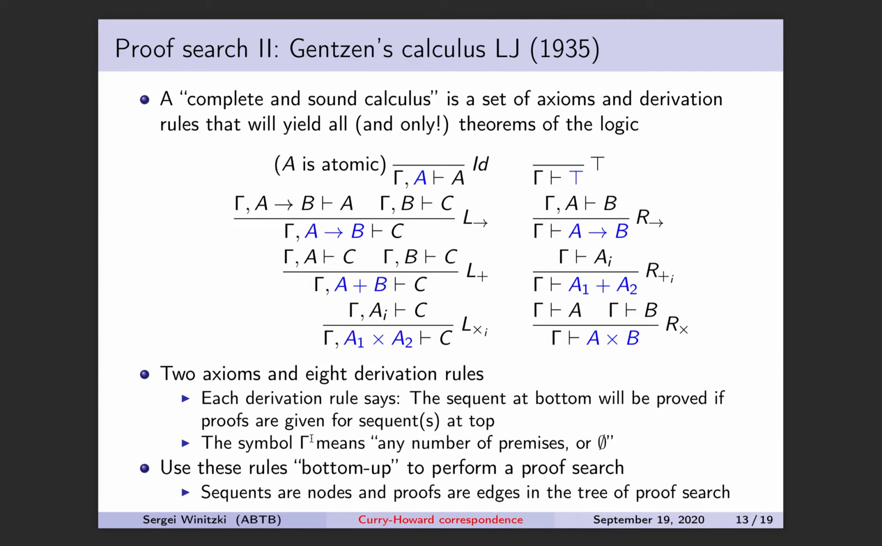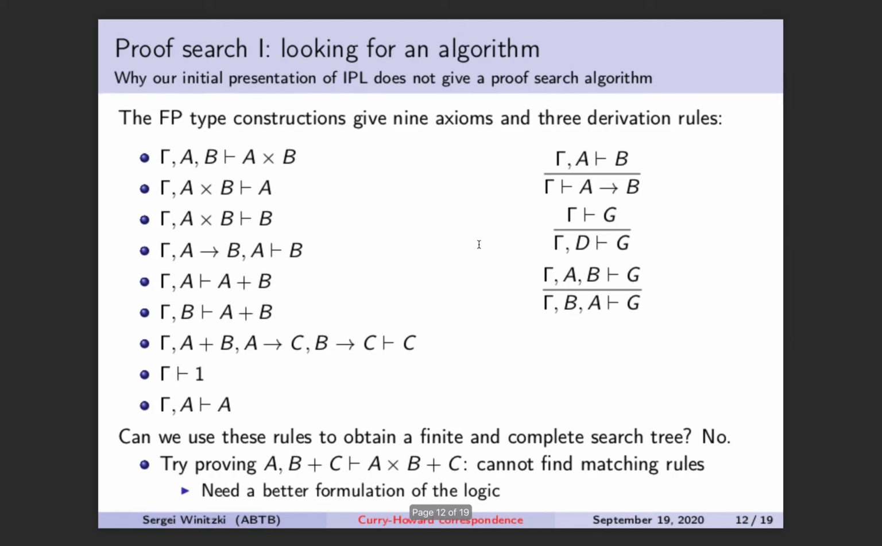It could be an empty set of premises or some non-empty set of premises. So these rules, as I just described, can be used bottom-up to perform a proof search. You start with a given sequent, you go through all the possible rules, and you always find one that matches. If you don't find a rule that matches, that means you cannot prove the sequent. That's the whole point of having these rules instead of those rules.